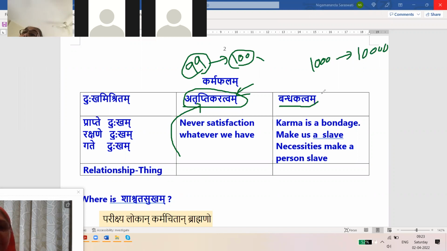And the last one, karma phala is bandhakatvam. It binds us. And in which way can karma bind us?